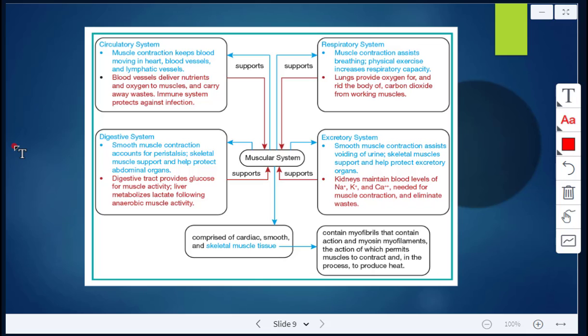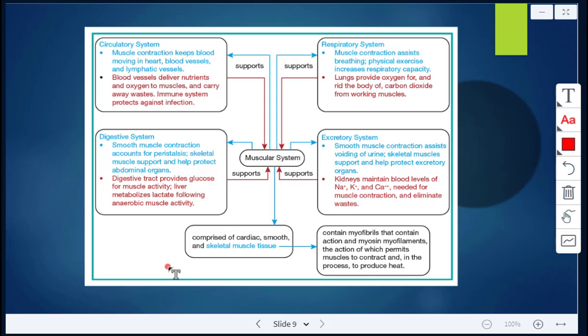So in this flow chart, we're looking at the muscular system, and we're looking at how the muscular system works with other systems in the body and how the other systems support the muscular system. So the muscular system, it's comprised of the cardiac, smooth, and skeletal muscle tissue. We'll take a look at skeletal muscle tissue as well in the blue. So these muscle tissues, they contain myofibrils that contain actin and myosin myofilaments, and the action of those permits muscles to contract and also produce heat in the process as well.